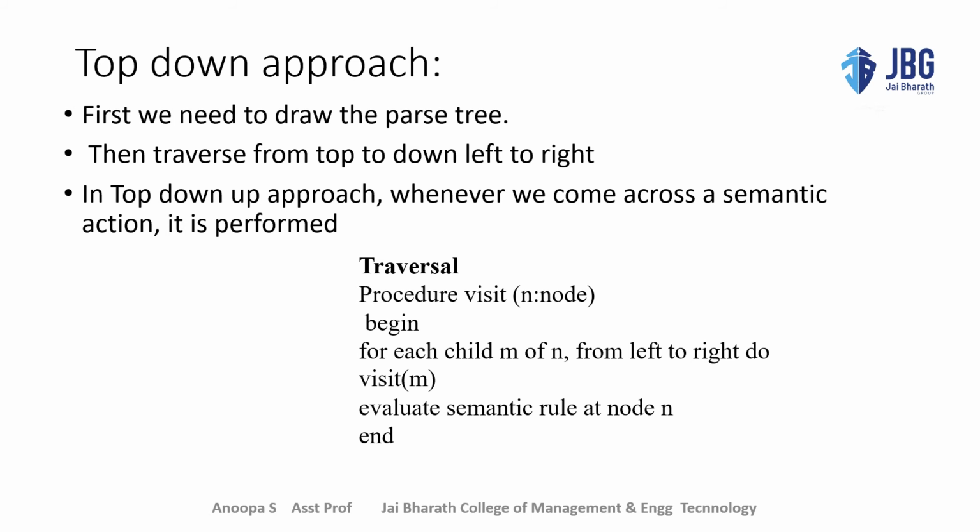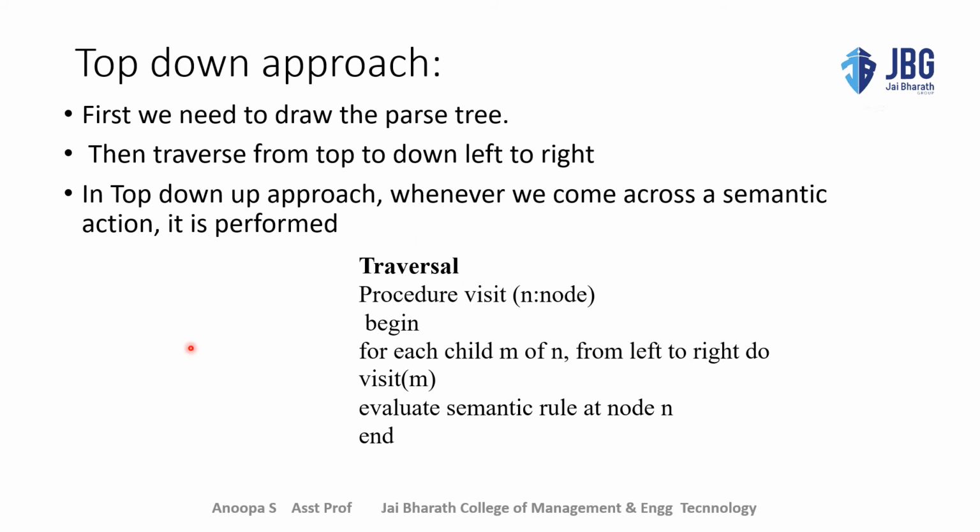Okay, so first we need to draw the parse tree similar to that of bottom up, then traverse from top to down, left to right, similar. But in this case, whenever we come across a semantic action, it is performed. In the case of bottom up, we found the reduction, then went for the corresponding production and then for semantic action. Here, whenever we come across a semantic action, we will perform it directly.